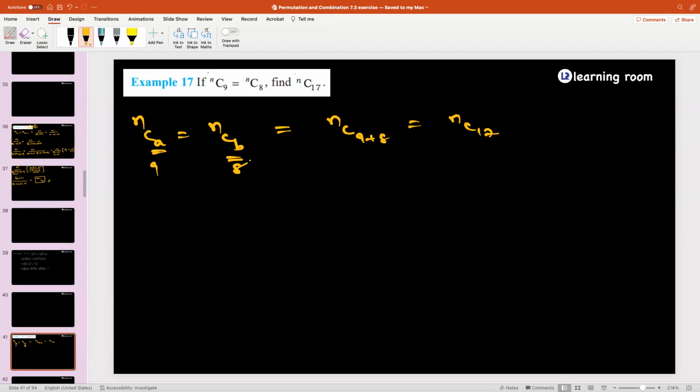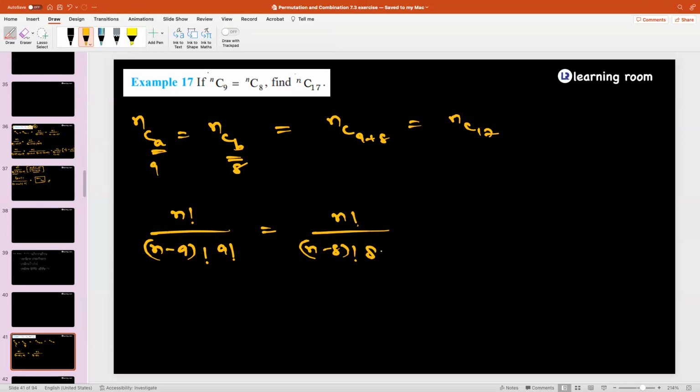Okay. So first we'll find out the value. We'll try to find out what the value is. When I say NC9, it is n factorial by n minus 9 factorial into 9 factorial, which is equal to n factorial by n minus 8 factorial into 8 factorial. N factorial and n factorial are gone. 8 factorial will cancel this 9 factorial 9 times. N minus 8 factorial will cancel this.